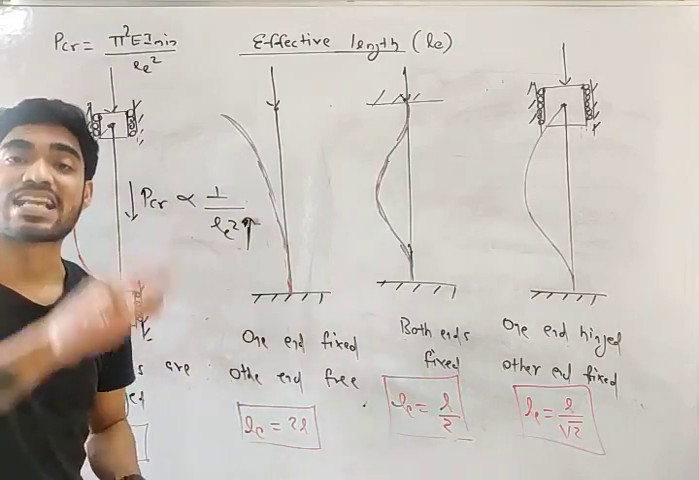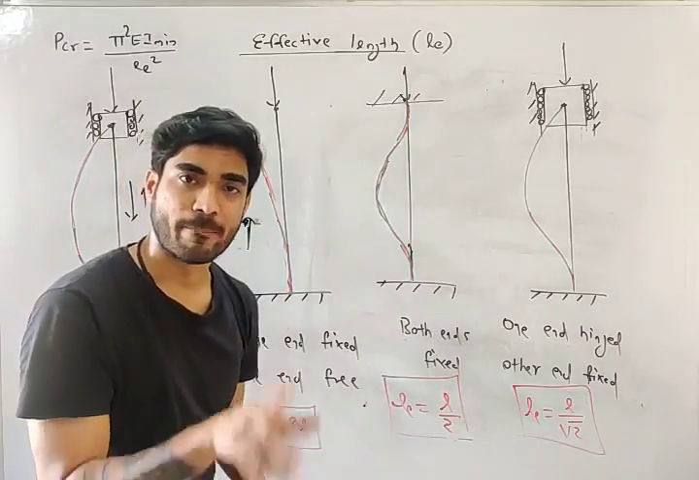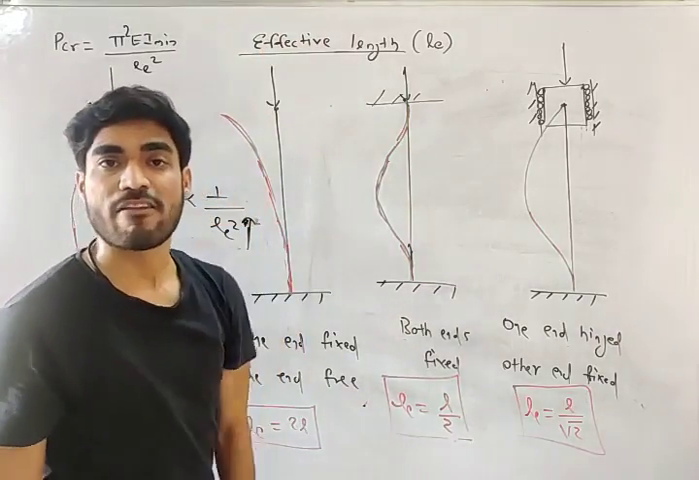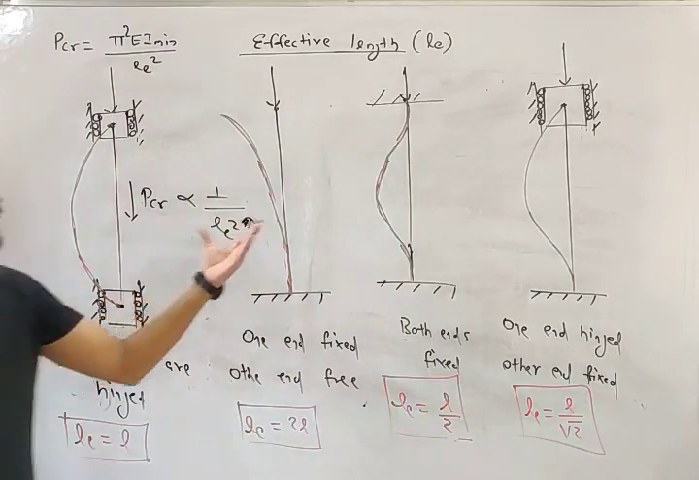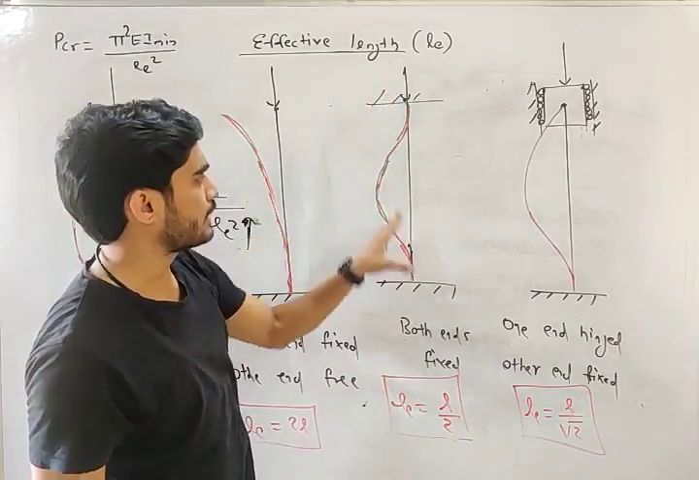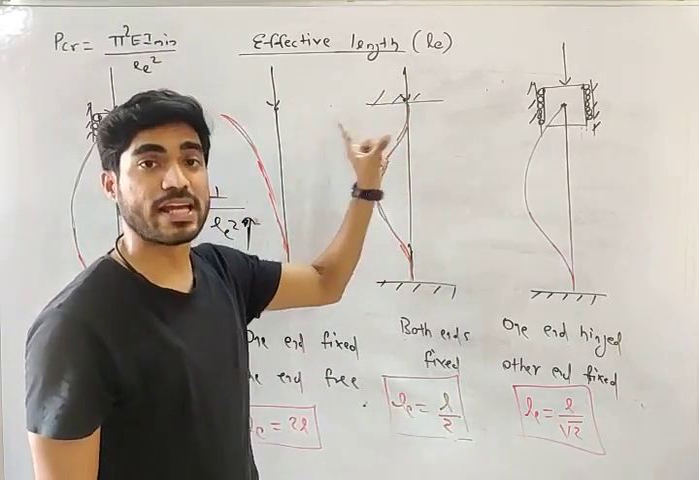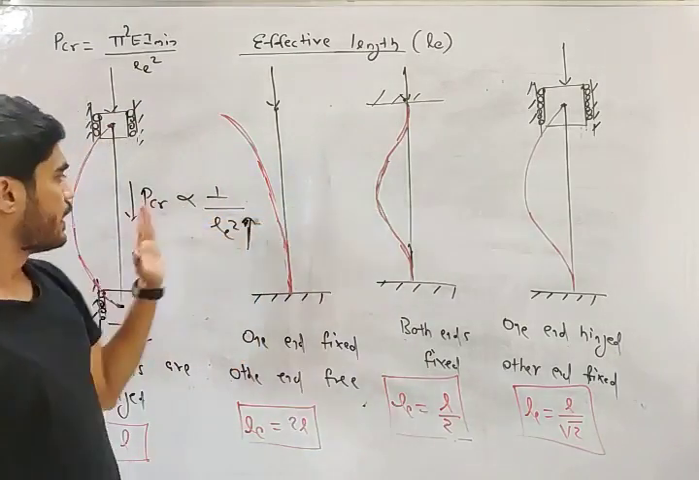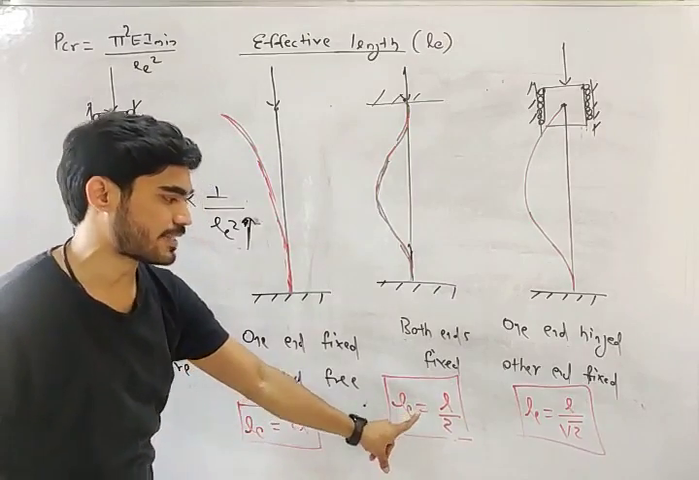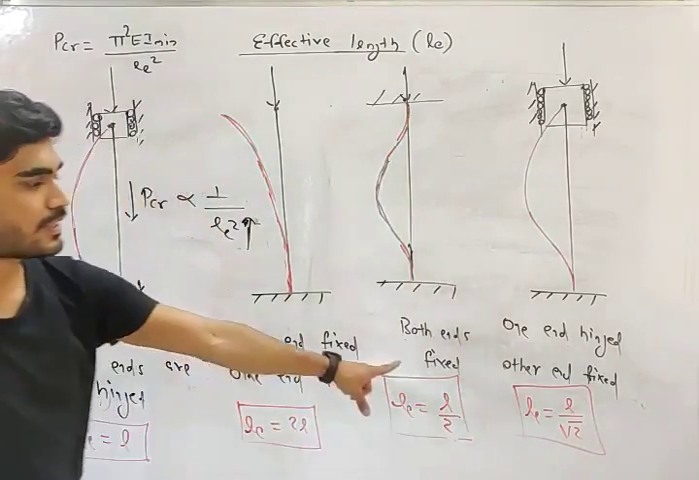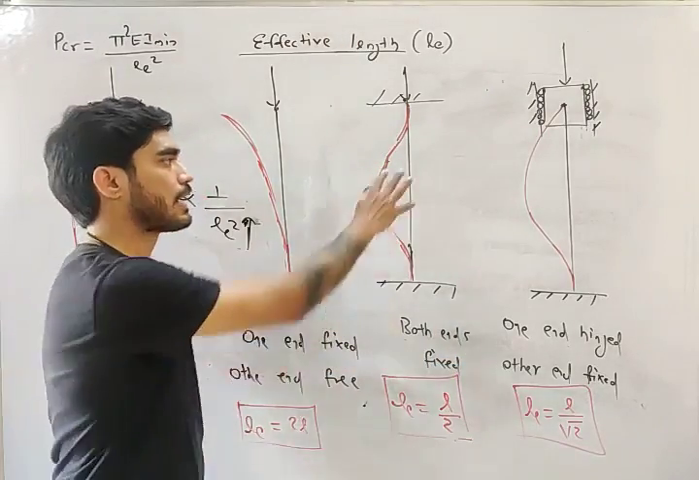Which column will buckle last, my friend? If LE is less, P critical will be more. In all four conditions, which column will buckle last? Look at this. In this case, both the ends are fixed. So this column is going to buckle last. Means P critical will be more for this column. LE is less for this column. This is the minimum LE, L by 2. So for this column, P critical will be maximum. It will buckle last. Okay.